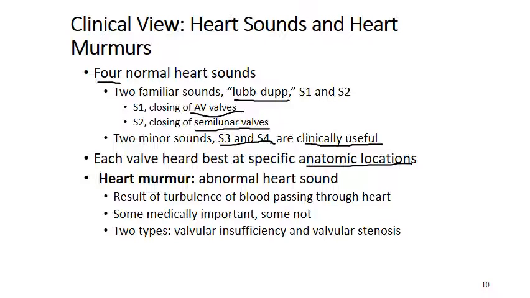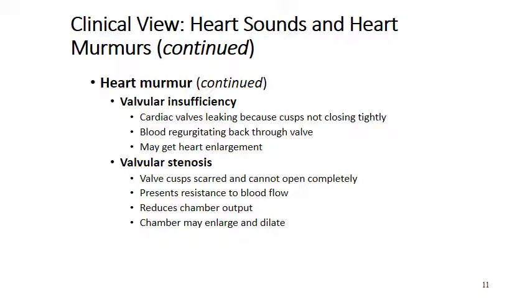If you have a heart murmur, there's going to be an abnormal heart sound. So it's the result of turbulence of blood passing through the heart. Some of the murmurs are going to be medically important, some are not, but there are 2 major types. There's the valvular insufficiency and then the valvular stenosis.